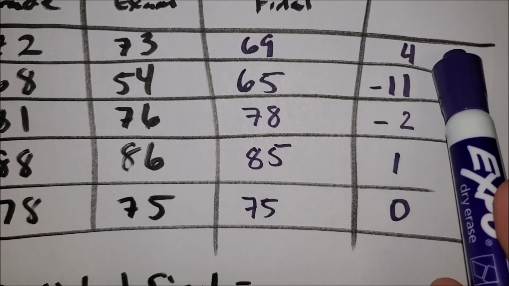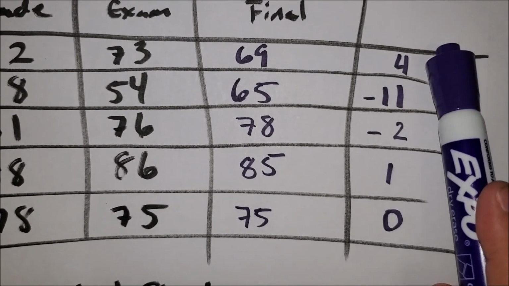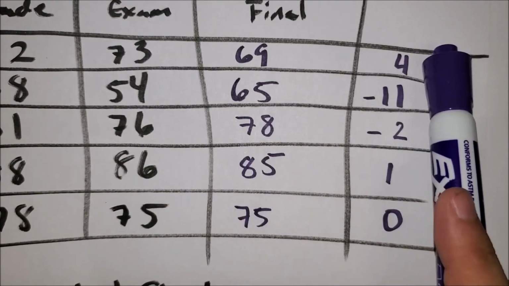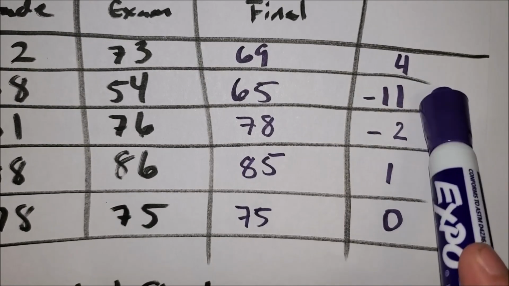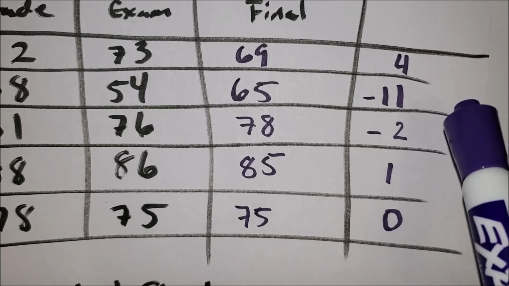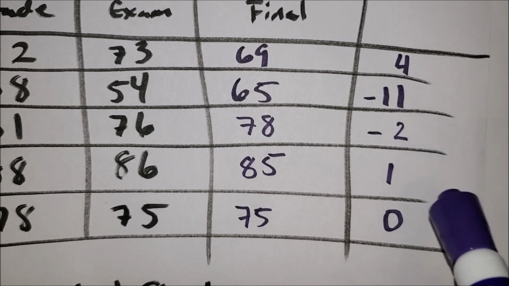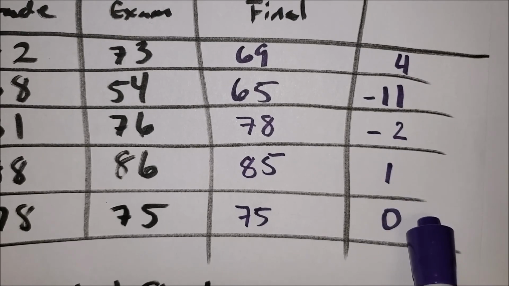Now, in this case with the grades, if we look at this 4, that means that this student did better than what was predicted. This student with a negative, these two negatives, means that they did worse than they were expected to do. This student did better than expected, and this student did exactly as expected.